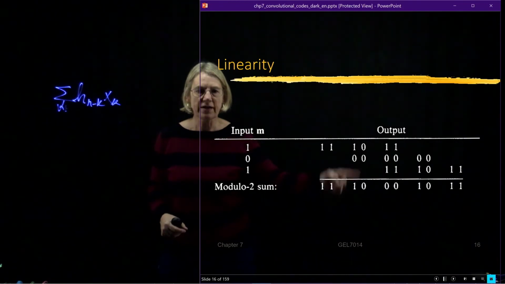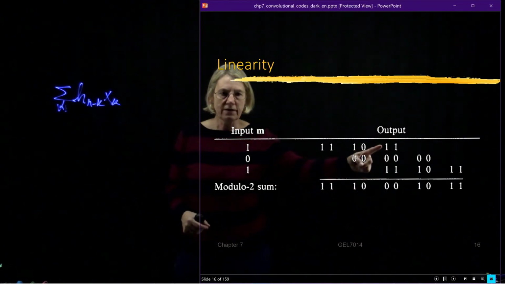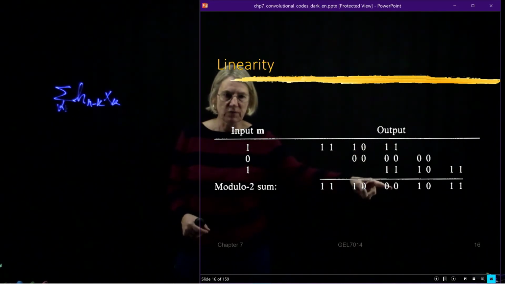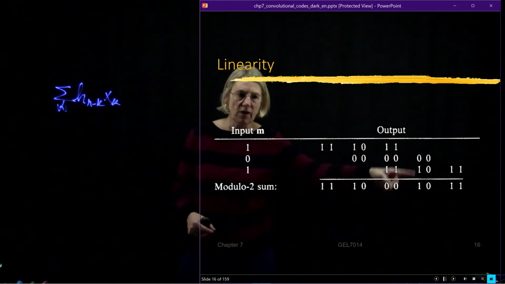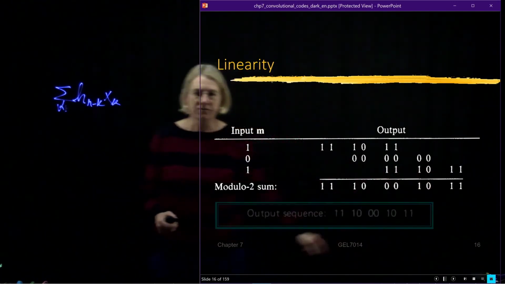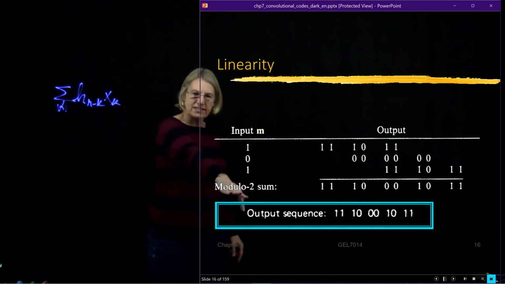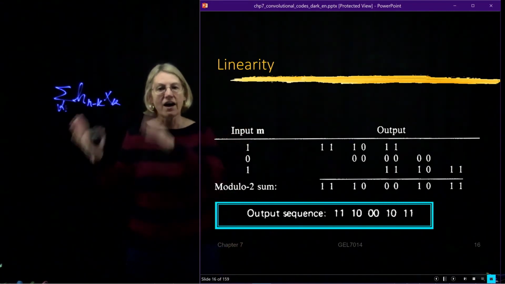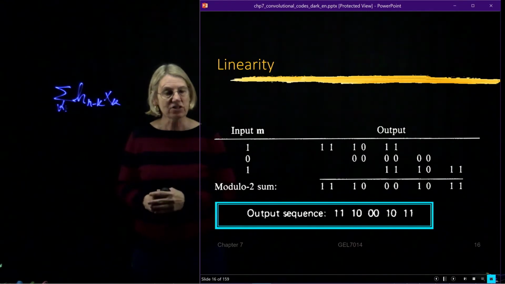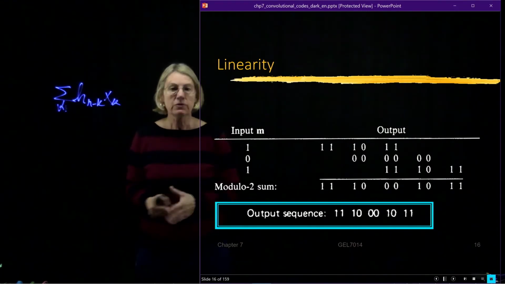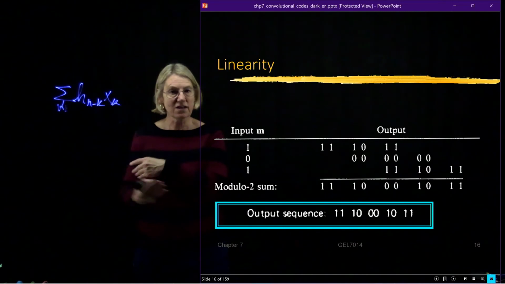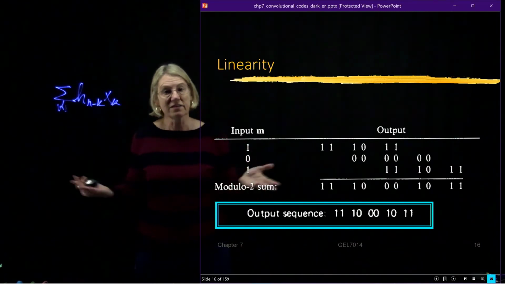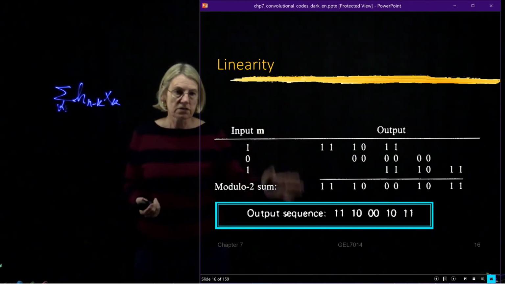1 and 0 gives me 1, 0 and 0 gives me 1, 1 and 1 gives me a 0, 1 and 1 gives me a 0, 0, 1 gives me 1, 0, 0, and then 1, 1. And of course we see that this is exactly the same as the output sequence we got when we took the ASIC approach of just calculating the summations of those shift registers. So we see that impulse response is another entirely valid representation of this encoder, which is in essence a linear system.